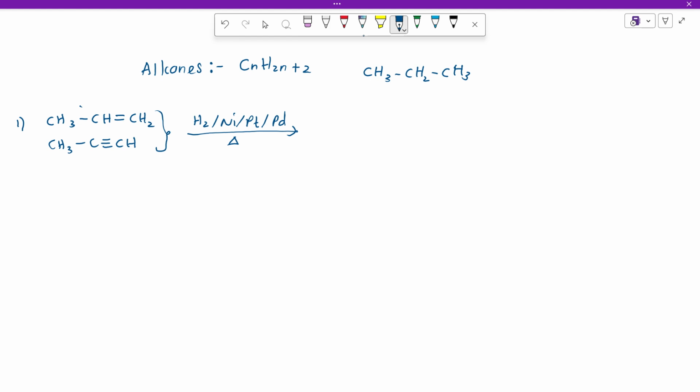So there are three specific methods where you can obtain an alkane by adding certain reagents to specific organic compounds. If you add hydrogen, nickel, palladium or platinum to either an alkyne or an alkene, you will get an alkane as the end product.